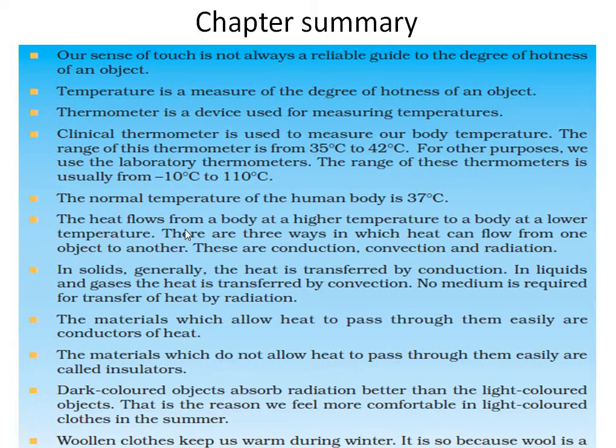Heat flows from a body at a higher temperature to a body at a lower temperature. There are three ways in which heat can flow from one object to another. These are conduction, convection and radiation. You can get answers to questions in this summary. Many answers you can get from this summary also.